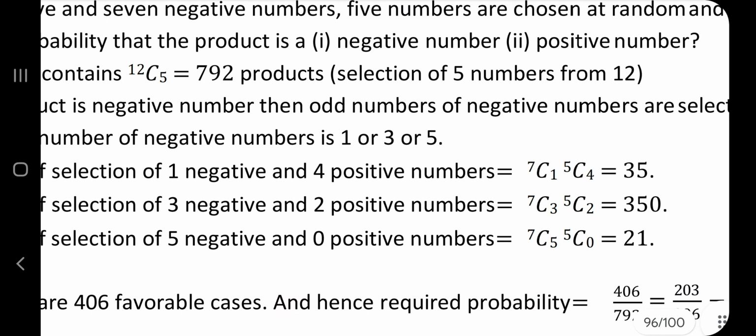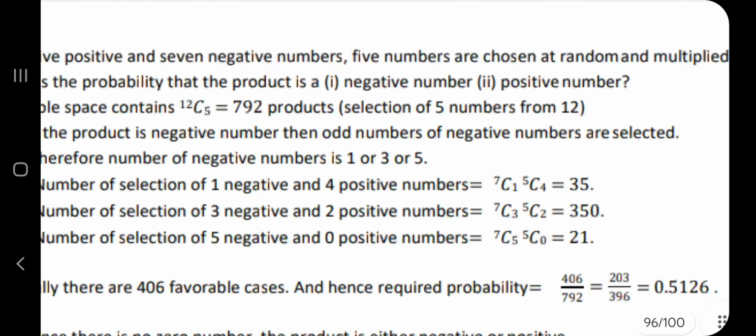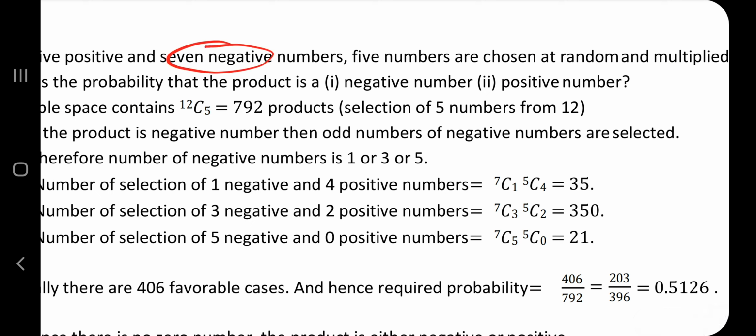For example, if 1 is negative, how many negative numbers were there totally? 7 negative numbers. Choosing one negative number out of 7 is 7C1, multiplied by choosing 4 positive numbers from 5 positive numbers, that is 5C4. The total is multiplied, which is equal to 35. The same goes for the next ones, 3 negative and 2 positive, as well as 5 negative and 0 positive.